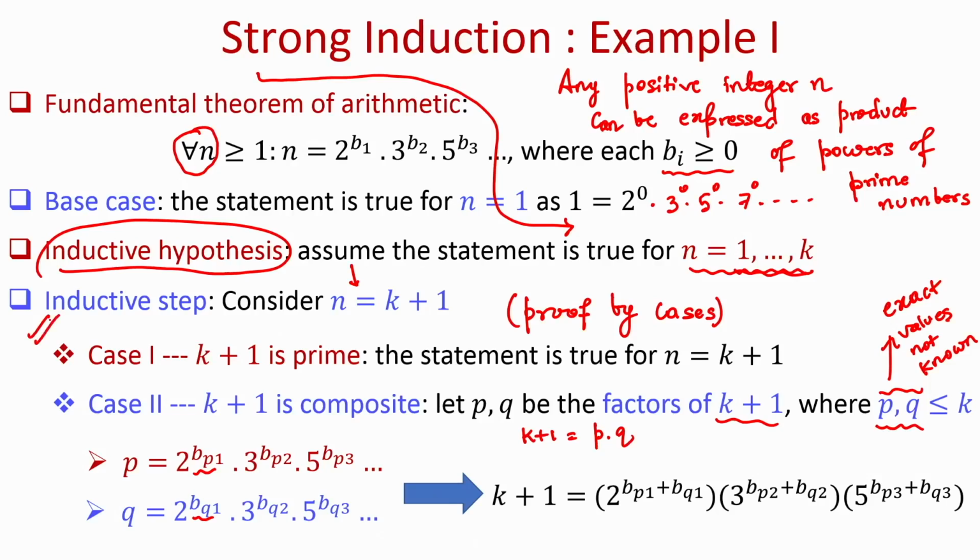So, you can see how strong induction simplifies my proof. The reason I am using strong induction is because I do not know the exact values of p and q. I can't say that definitely p is k or q is k. Say p is k by 2 and q is something else. In that case, if I am trying to give a regular induction proof, I can't use the fact that the statement is true only for n equal to k. I need here the fact that the statement is true for all values of n up to k, and that simplifies the proof a lot.